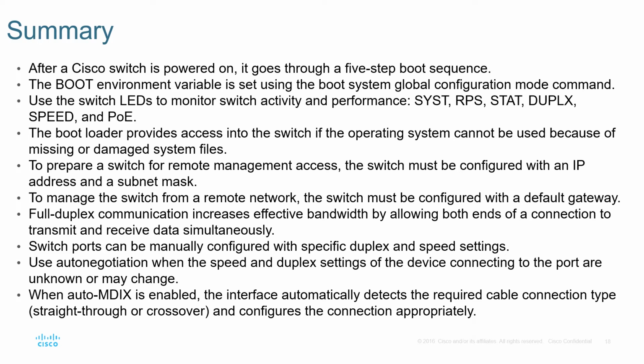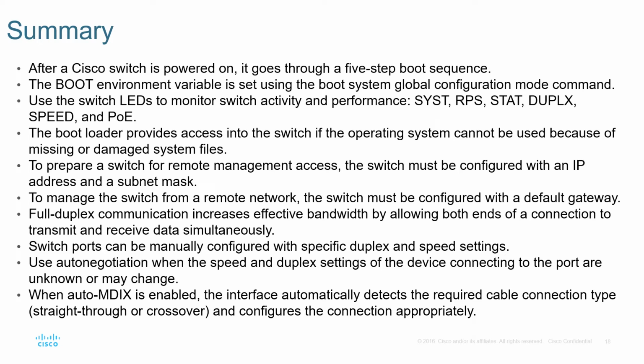And to sum it up for this module, again, after a Cisco switch is powered on, it will undergo this 5-step boot sequence, and the boot environment variable is set using the boot system global configuration mode command. Use the switch LED to monitor switch activity and performance. The bootloader provides access into the switch if the operating system cannot be used because of missing or damaged system files. To prepare a switch for remote management access, the switch must be configured with an IP address and subnet mask. To manage the switch from a remote network, it must be configured with the default gateway.